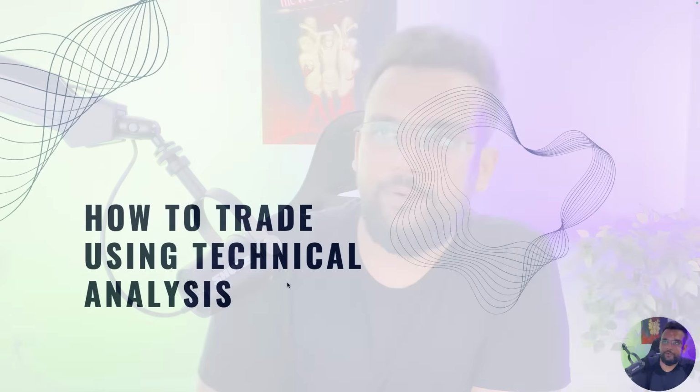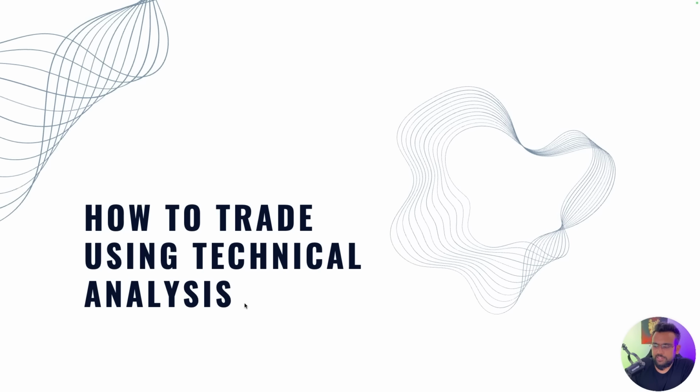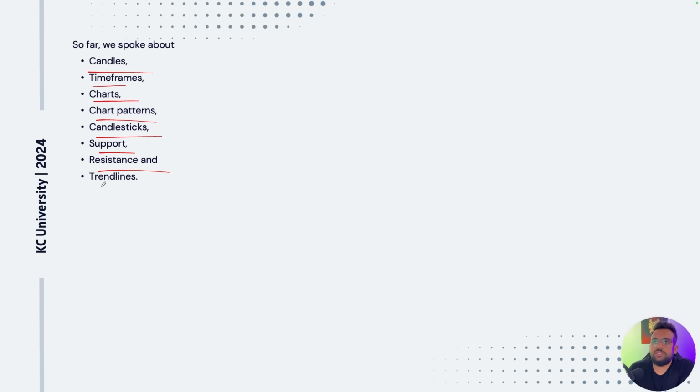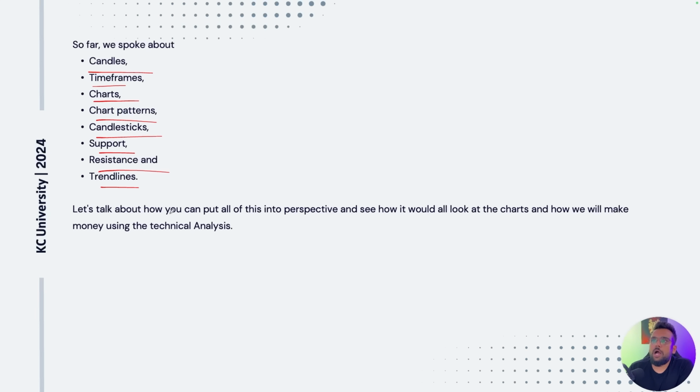So now, in this part of the video, we're going to go over how to trade using technical analysis. We'll break it down, why it matters, and how to make money using this stuff. All right, let's go over this. First things first. So far, we spoke about candles, time frames, charts, chart patterns, candlesticks, supports, resistance, trend lines, candlestick patterns, a lot of stuff. Now, let's talk about how you can put all this into perspective and see how it would look on the charts, how we can make money using this technical analysis. Now, you know candlesticks. How do we put candlesticks together? How do we use everything together, right?